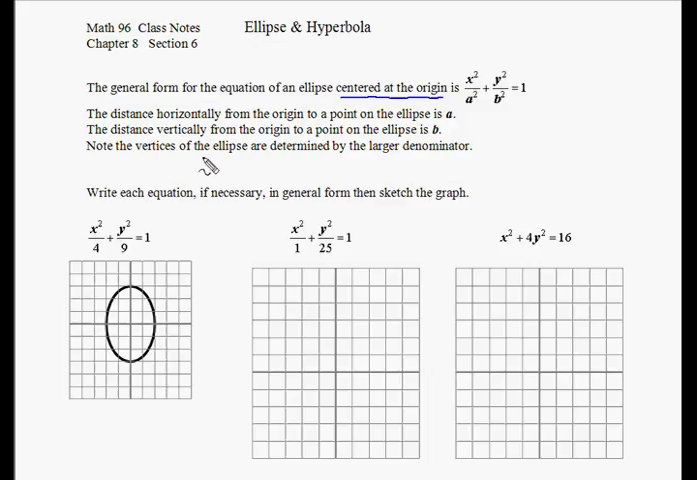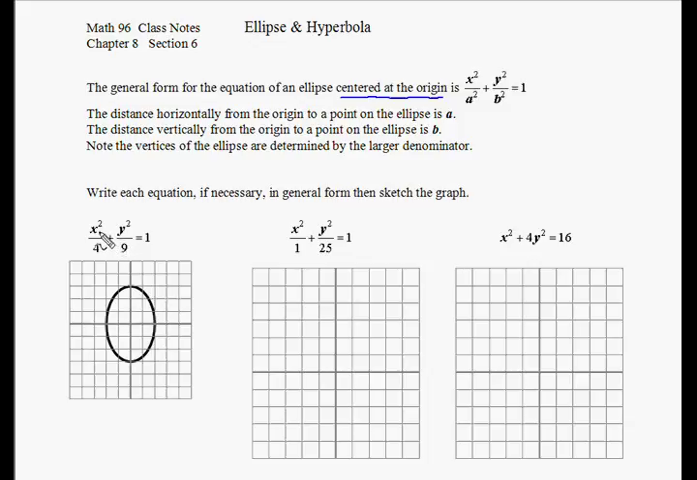So note, the vertices of the ellipse are determined by the larger denominator. So it depends on which one of these numbers is bigger, which way it'll be tipped. Which one of these numbers is bigger, the 4 or the 9? The 9. So you can see that the ellipse is a little bit taller than it is wide.